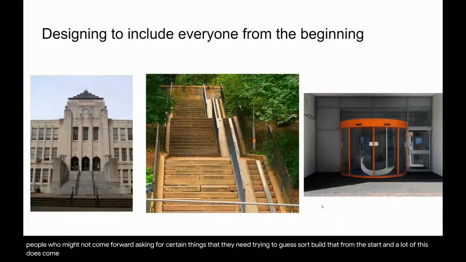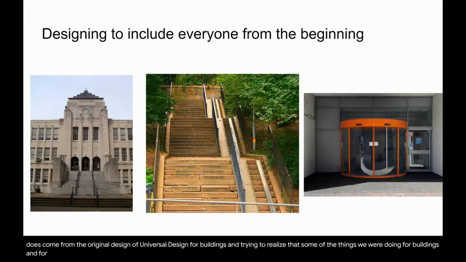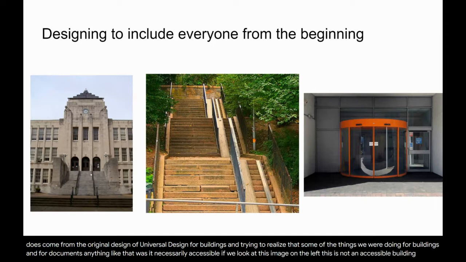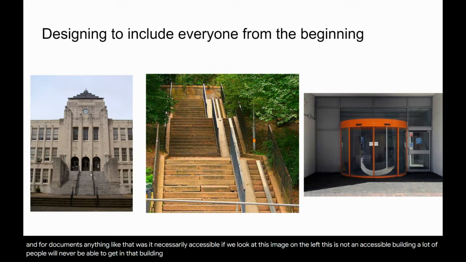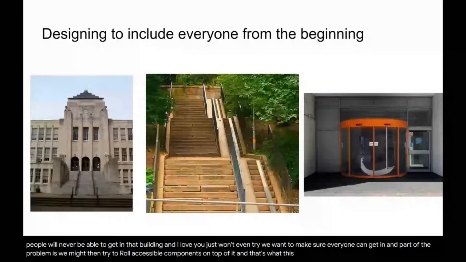And a lot of this does come from the original design of universal design for buildings and trying to realize that, oh, some of the things we were doing for buildings and for documents, anything like that, wasn't necessarily accessible. If we look at this image on the left, this is not an accessible building. There's a lot of people who will never be able to get in that building. And a lot of people just won't even try. We want to make sure everyone can get in. And part of the problem is we might then try to take something that's inaccessible and throw accessible components on top of it. And that's what this middle image is really about.